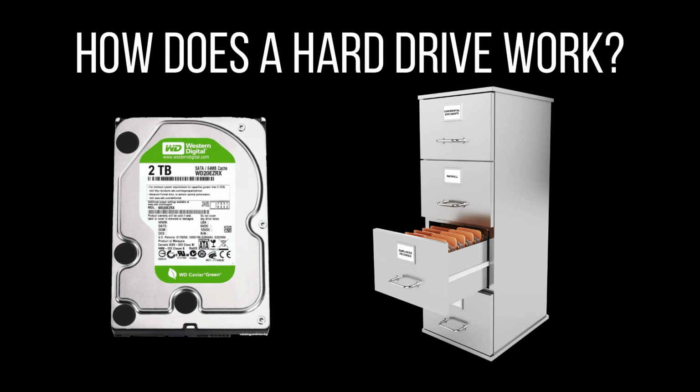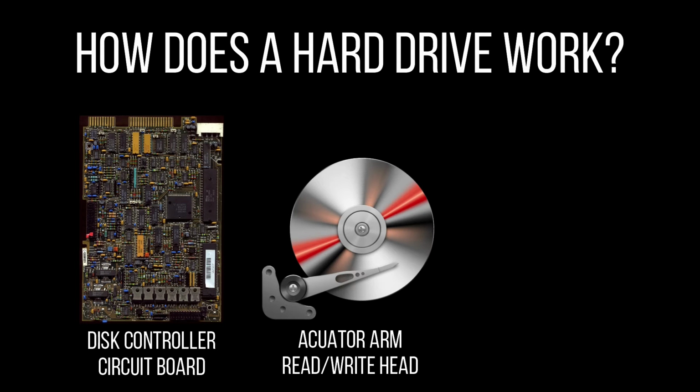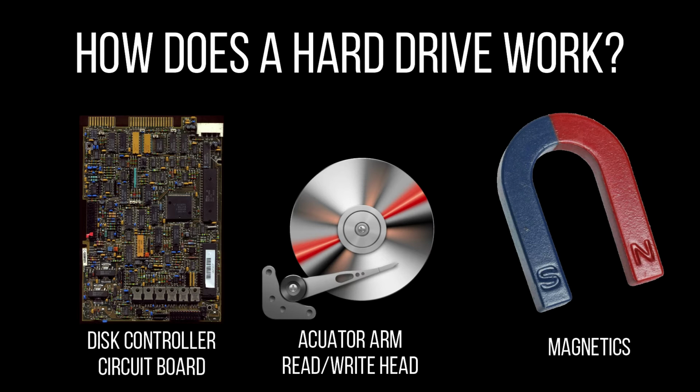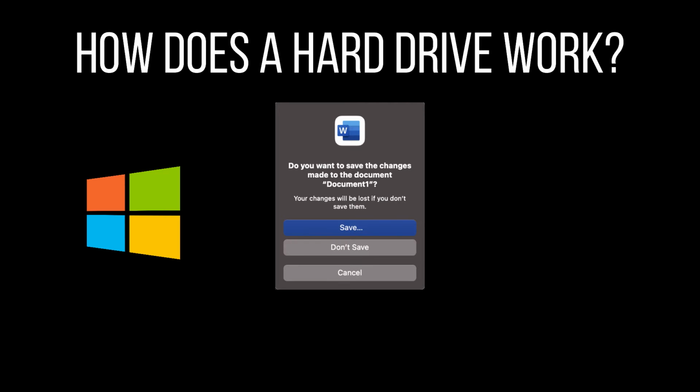So how does it work? We know that hard drives are storage systems for your computer, kind of like a file cabinet, holding your data where you can access it when you need it. It does this by using its disk controller, actuator, read/write arm and head, and magnetics to do so. So when you're ready to save something, your operating system has to find a non-volatile place for it to live, making it accessible even if you turn your computer off, so aka in your hard drive.